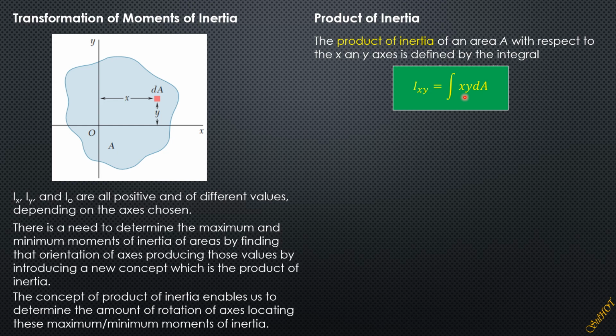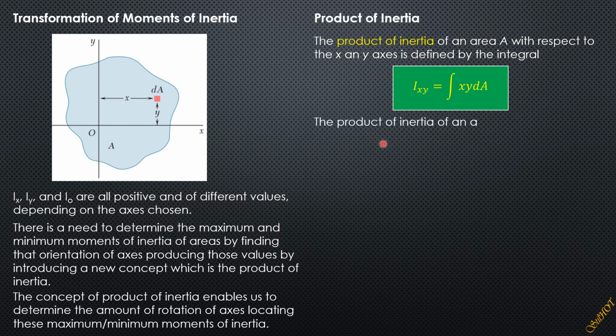This is the general expression for product of inertia, but you are reminded that x is the x coordinate of the centroid of the differential area. Unless the differential area looks like this, then x is just x, y is just y. But for other situations where we opt to select horizontal or vertical strips, remember that x is the x coordinate of the centroid of the elemental shape, and y is the y coordinate of the differential area or the elemental strip.